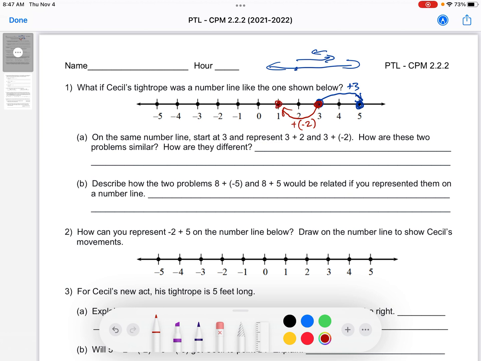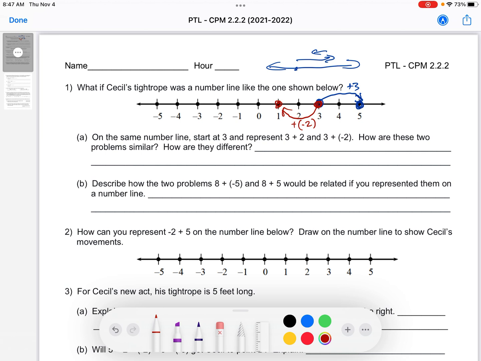How are these two problems similar? How are they different? Try to answer that as best as you can on your own, but one way we can look at it is they both use addition. They're both using the same numbers. However, one's a 2 and one's a negative 2, right? And with a negative 2, that's like we have subtraction.